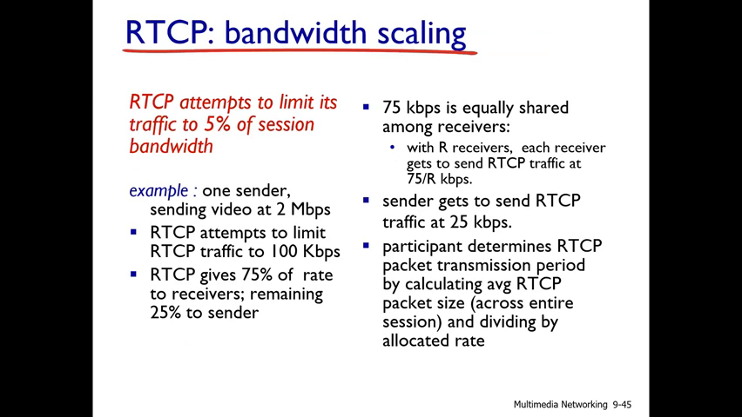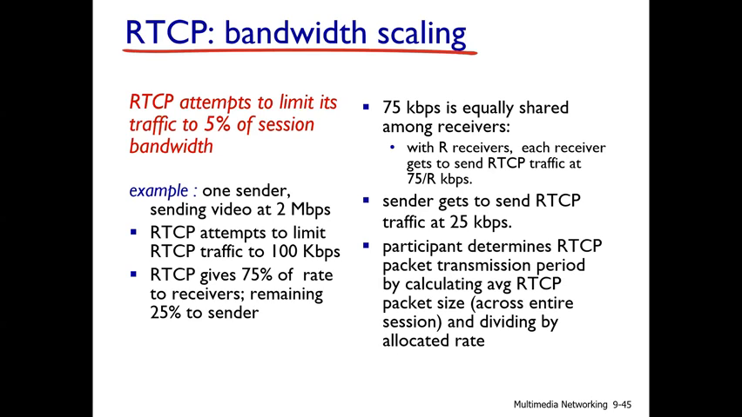Now, if we are sending the data packets in such a way, how are we going to handle RTCP bandwidth and scaling? Here the RTCP will attempt to limit its traffic to 5% of the session bandwidth. For example, suppose one sender is sending video at 2 Mbps of data. Then the RTCP has to stay within the limit, and its traffic will be 100 kbps.